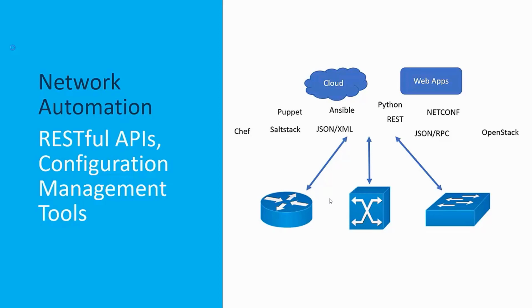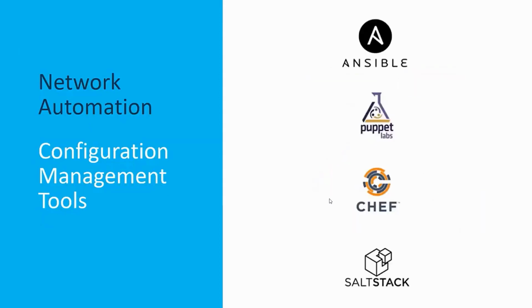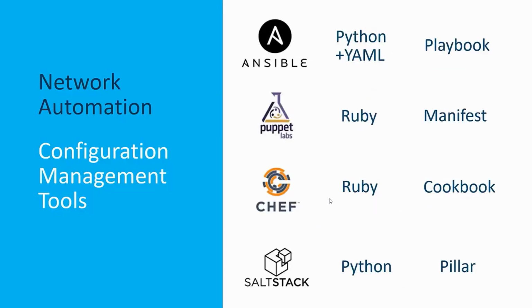Today we have RESTful APIs and configuration management tools that can help to automate network configuration and other network tasks. Configuration management tools like Ansible, Puppet, Chef, and SaltStack. These configuration management tools typically use Python or Ruby. Ansible uses Python and YAML, whereas Puppet and Chef use Ruby and SaltStack uses Python.